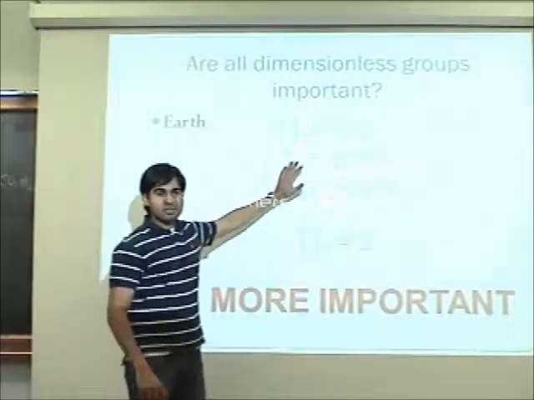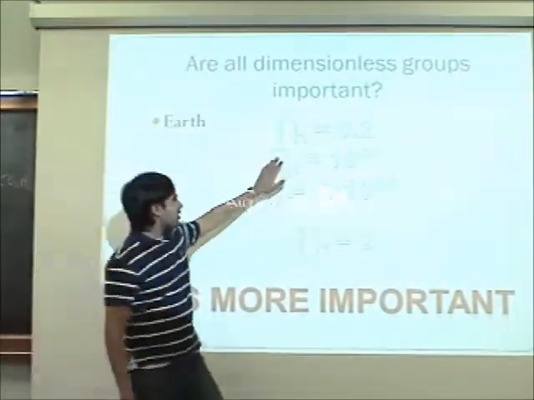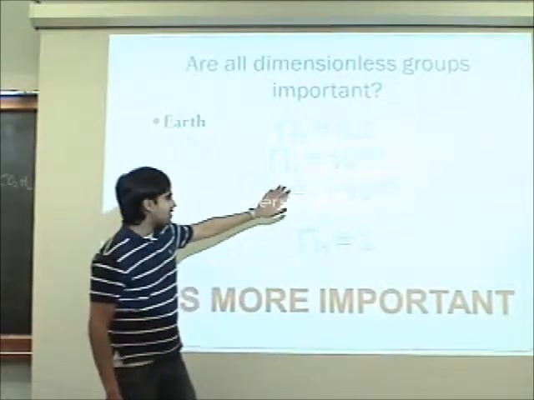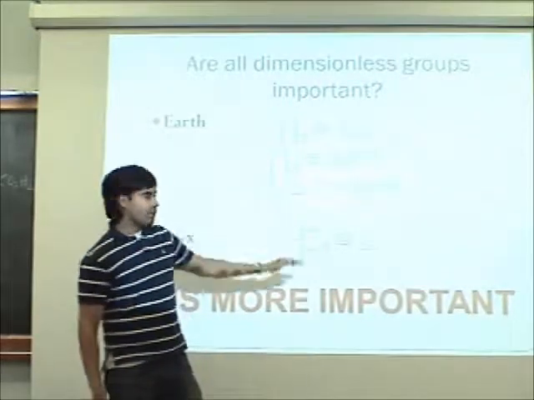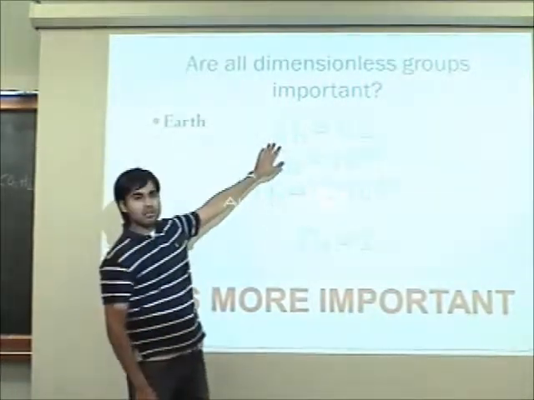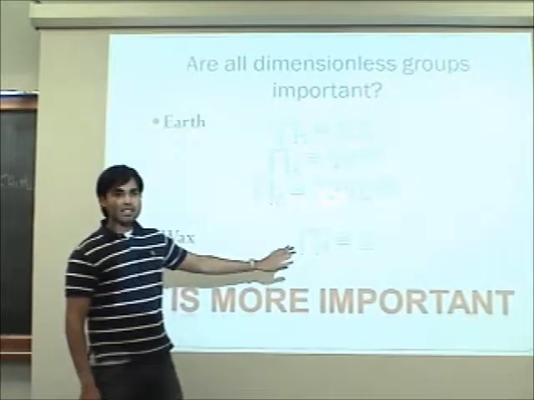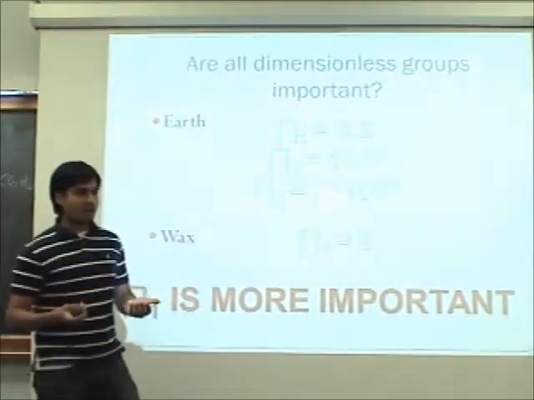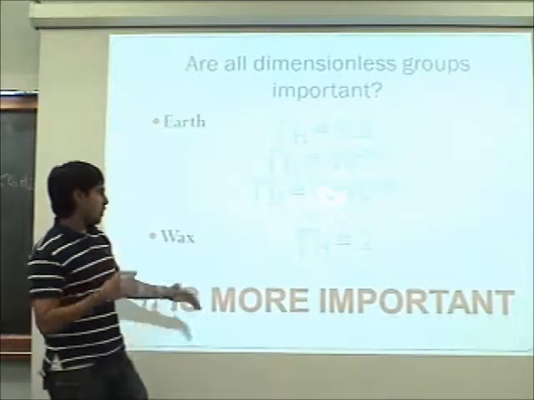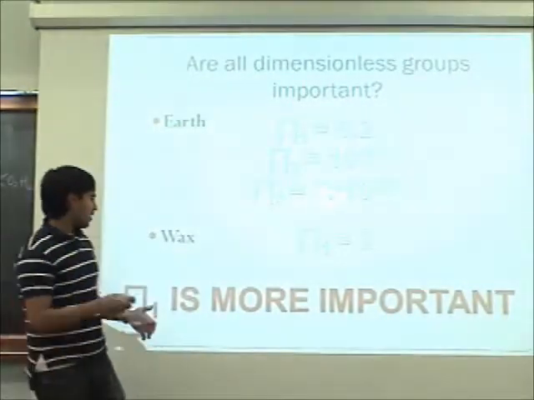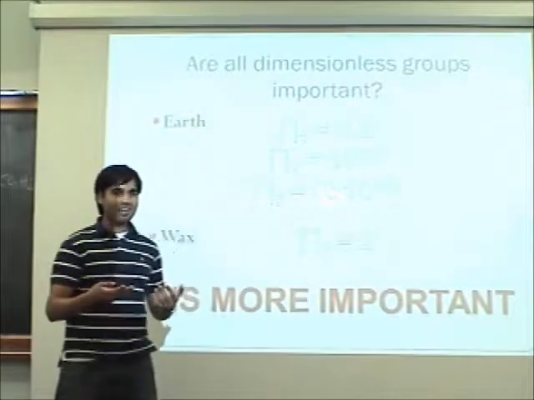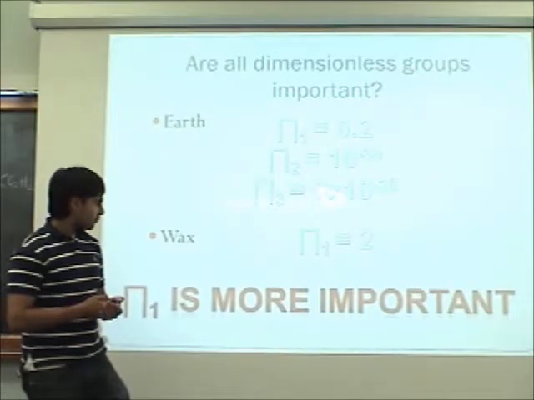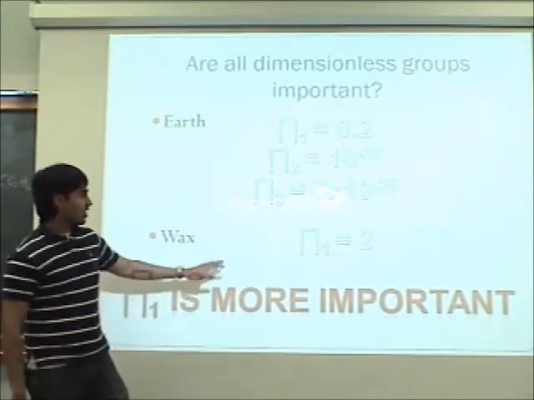If you look at the 3 pi groups just for the Earth, you notice that the first pi group is way more important than the other 2 dimensionless groups because the other 2 groups are very, very small in magnitude. And if you compare the first pi group of the Earth to that of wax, you find that they're similar. And so you can gain certain insights from your model just by using these pi groups. So you can use the first pi group to gain information about how the Earth's crust spreads. And so one is way more important than the other 2 pi groups.